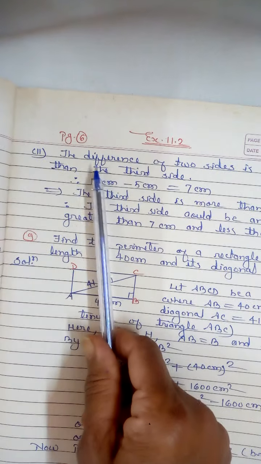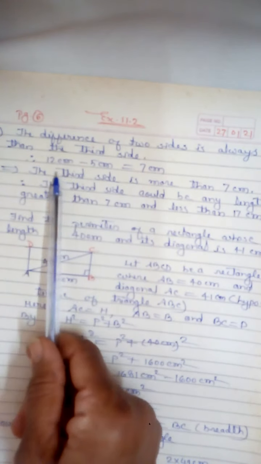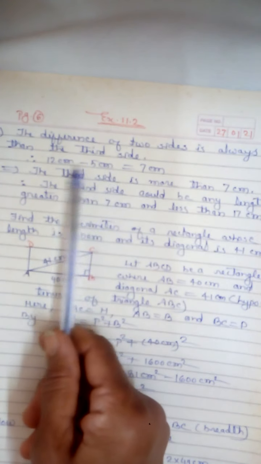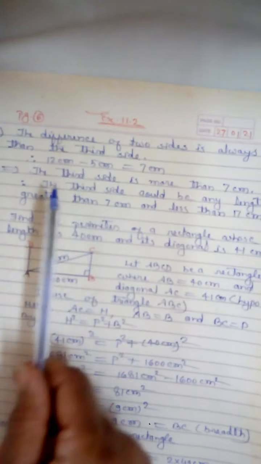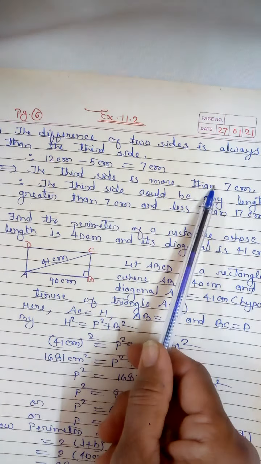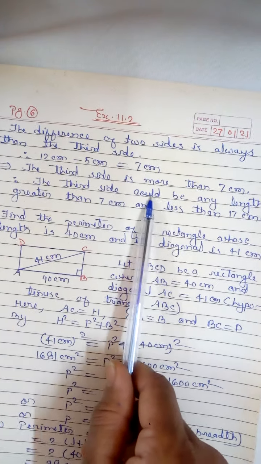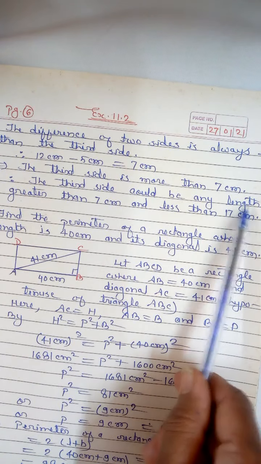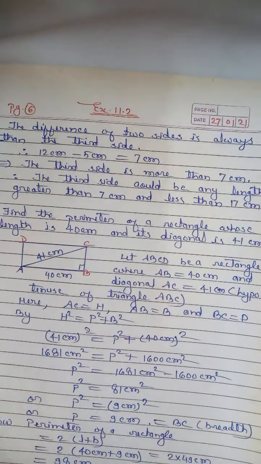The second statement is that the difference of two sides is always less than the third side. So now we find the difference between the two sides: 12 centimeters minus 5 centimeters, which is equal to 7 centimeters. That means the third side is more than 7 centimeters. It shows that the third side could be any length greater than 7 centimeters and less than 17 centimeters.